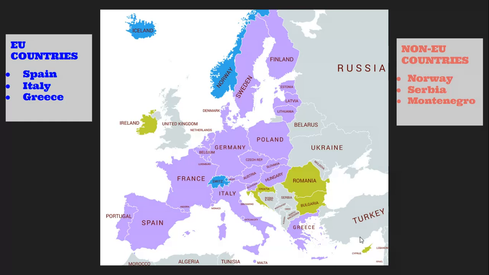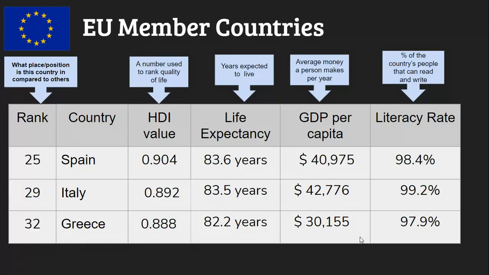The countries you will be looking at that are part of the EU are Spain, Italy, Greece. And the countries that are not part of the European Union that you will be looking at are Norway, Serbia, and Montenegro. And in order to make conclusions about their quality of life, remember, you can look at some data, you can look at some economic indicators to make your conclusions.